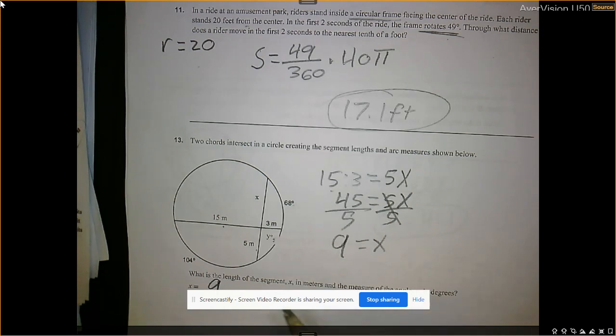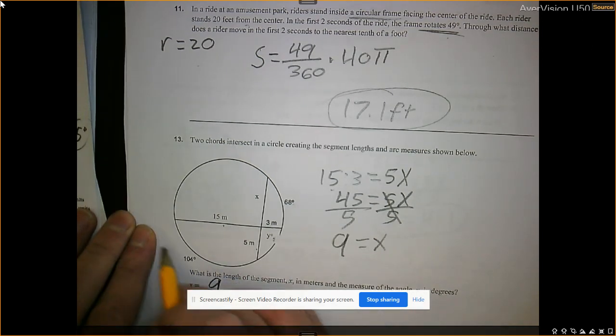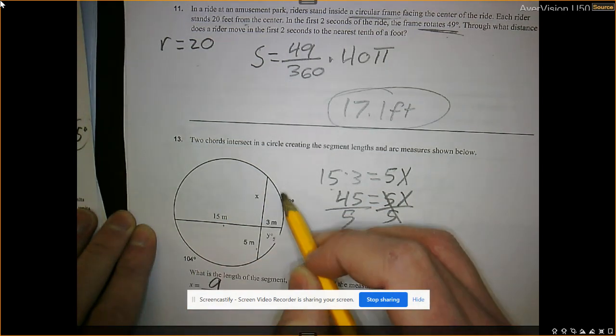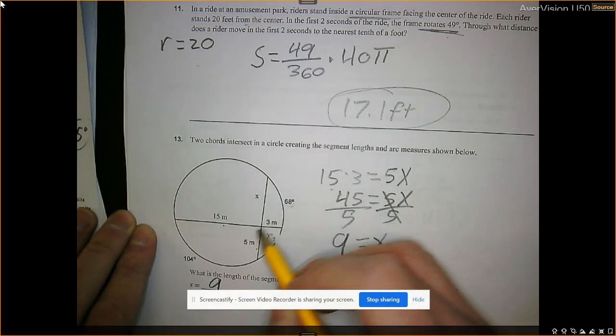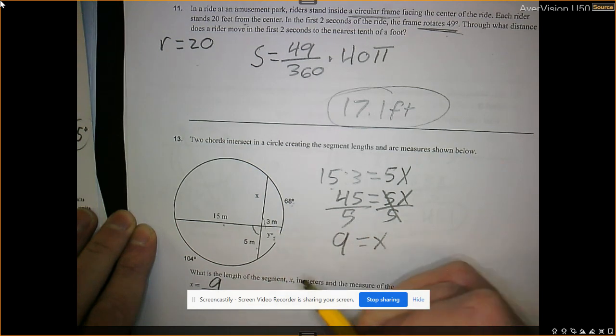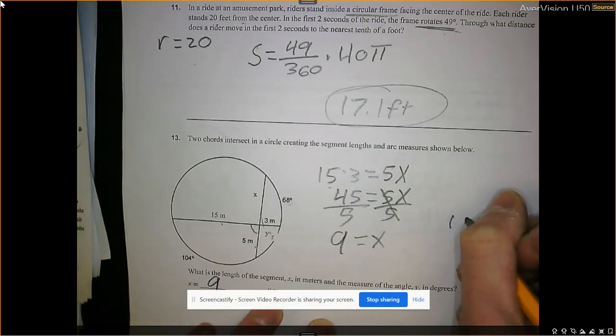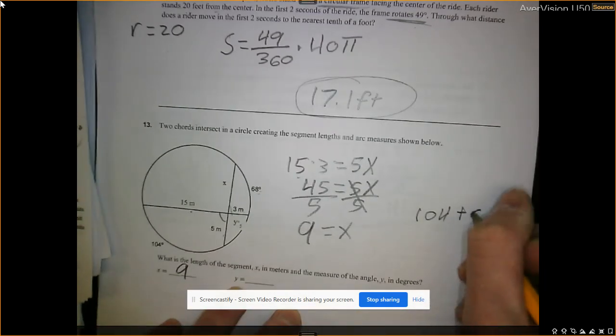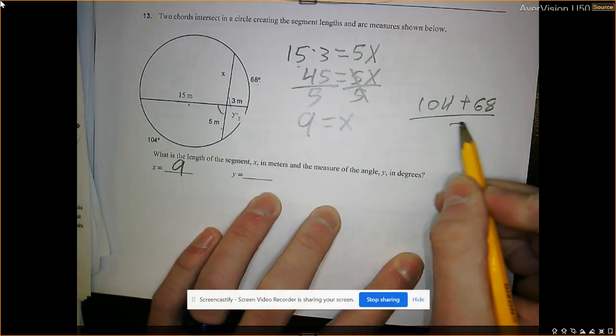And what it says is the measure of arc AC plus the measure of arc DB. Well, really, that's like saying the two arcs you have. So 104 plus 68 divided by 2 is going to give us these angles. Okay, so let's do that. 104 plus 68, scoot this up a little bit, divided by 2.